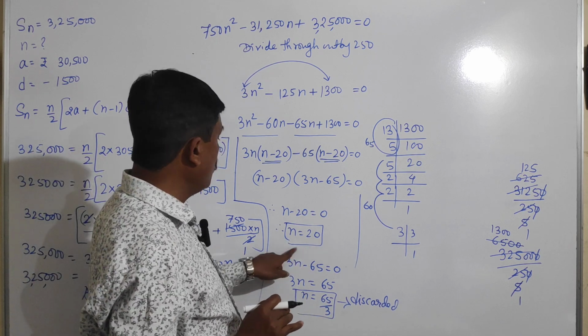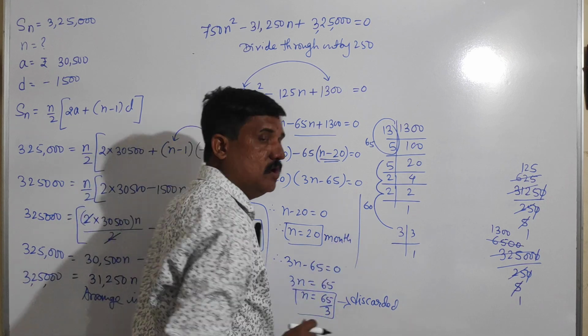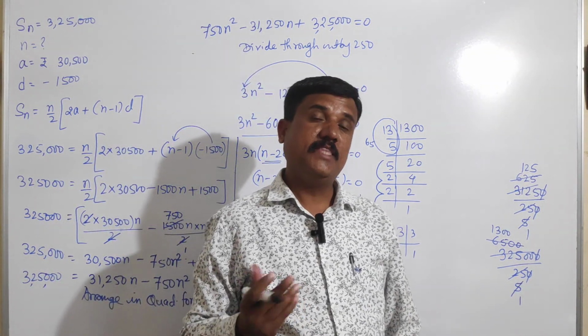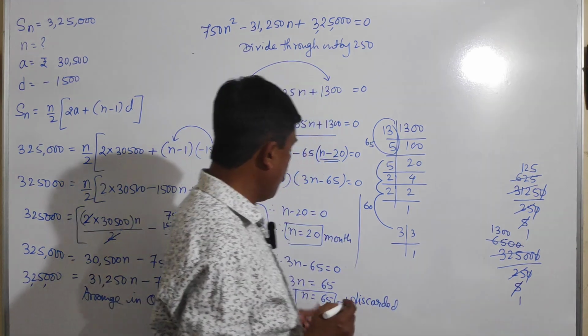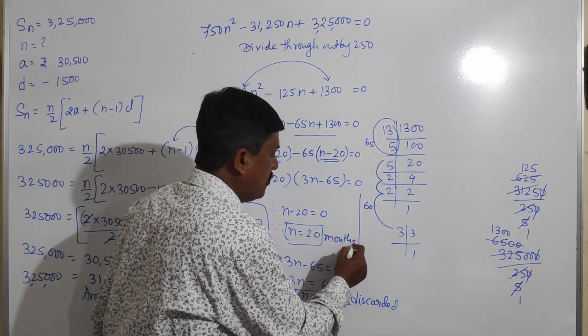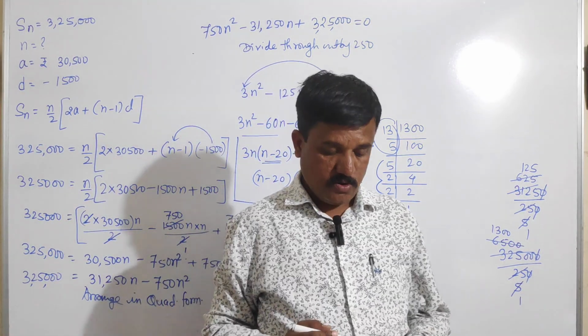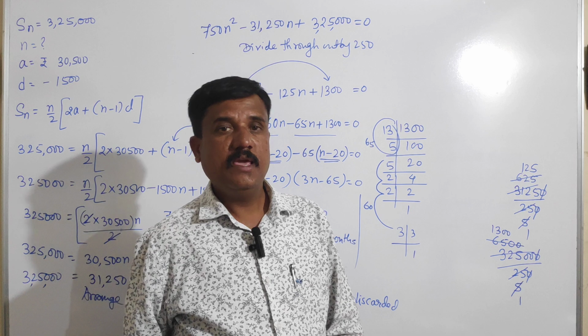Therefore n is 20, meaning 20 months. So it will take 20 months for him to repay the loan of rupees 3,25,000. How many months? n is equal to 20 months. So how many months will he take to repay the loan? He will repay the loan in 20 months.